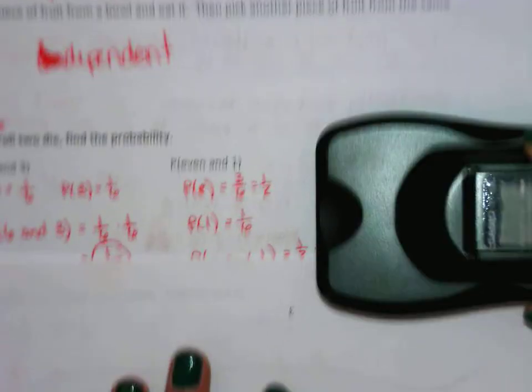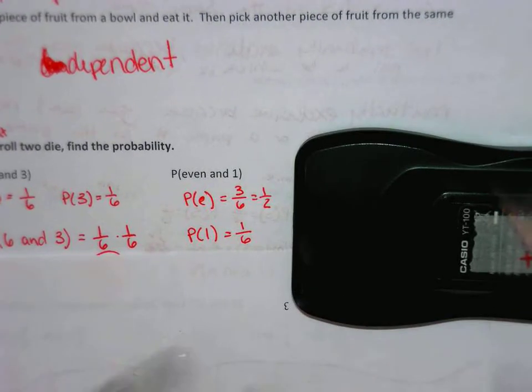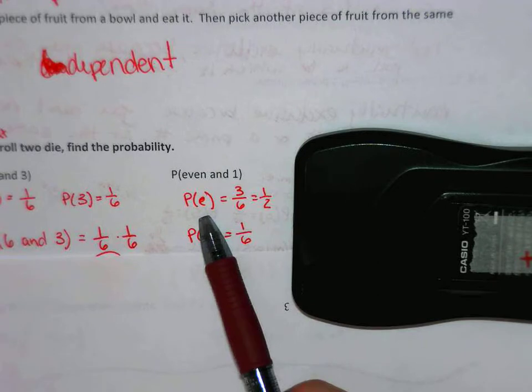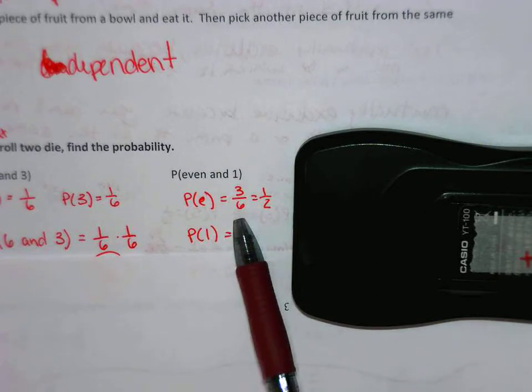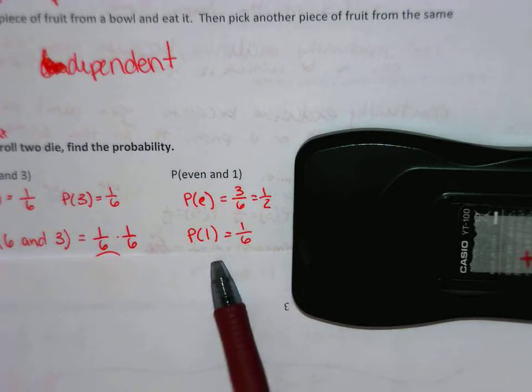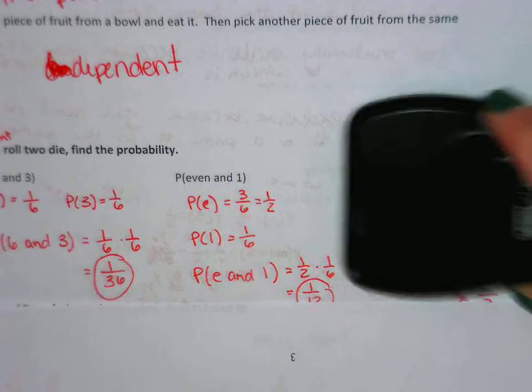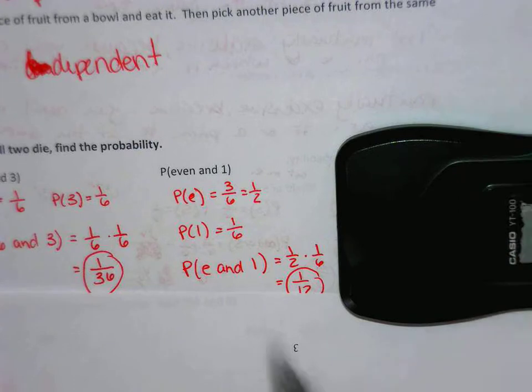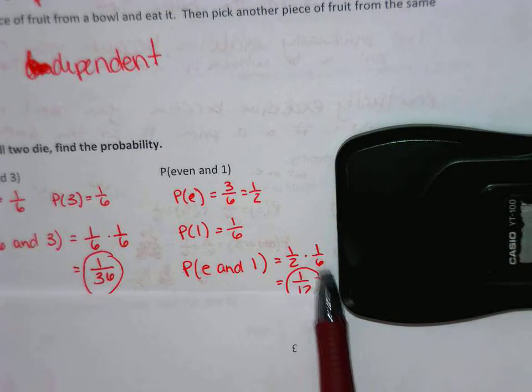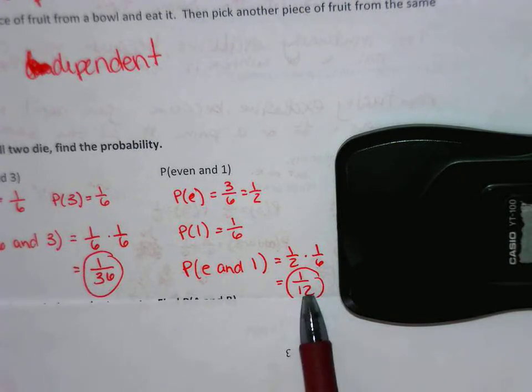So what's the probability then of rolling an even and a 1? The probability of rolling an even, there's 3 evens, so it's 1/2. The probability of rolling a 1 is 1/6. So if we want to find the probability of both, we do 1/2 times 1/6, which equals 1/12.